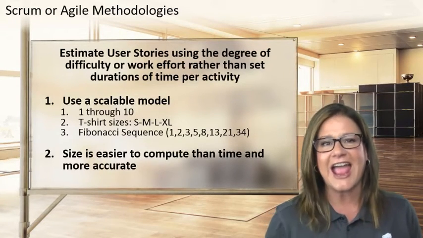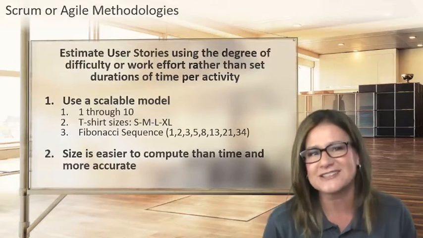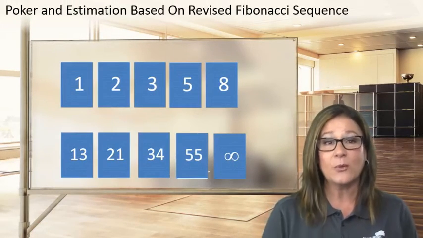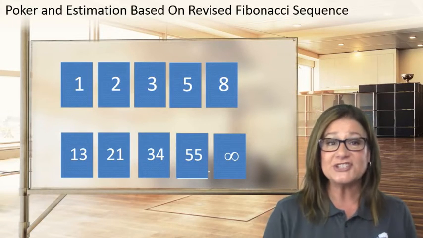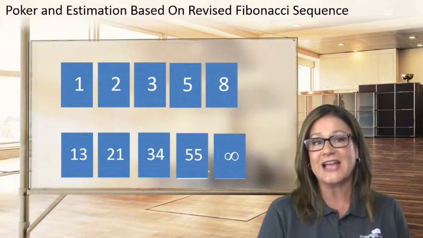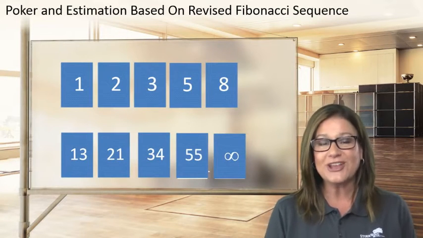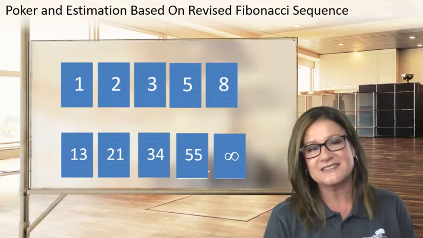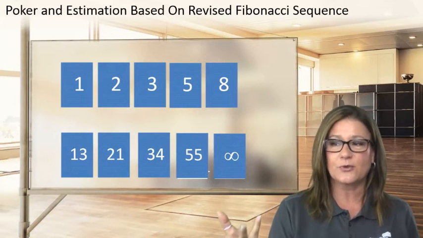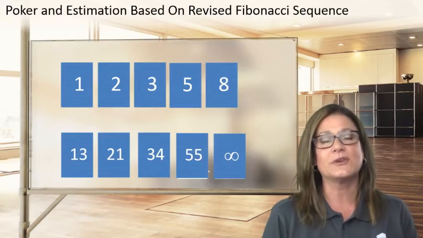So let's take a look at the modified Fibonacci sequence and play a little poker. Poker is one of the ways that we can estimate time, reach consensus as a team, and figure out how much work we can actually accomplish. So what you're looking at here is a poker game that's designed for Scrum estimates. And you'll notice that it goes from 1 all the way up to infinity.